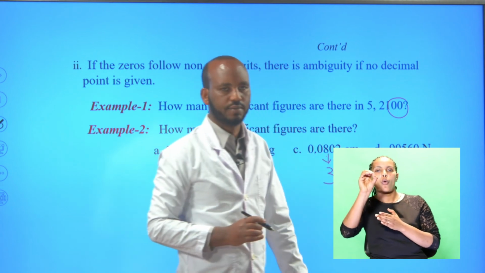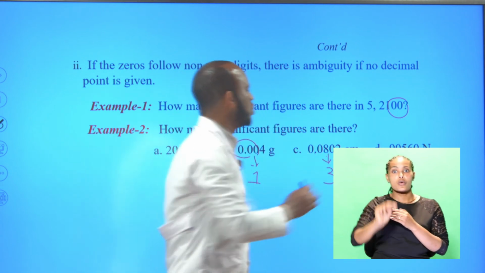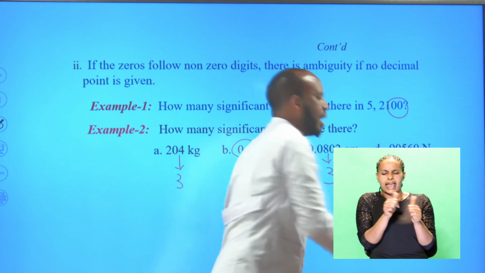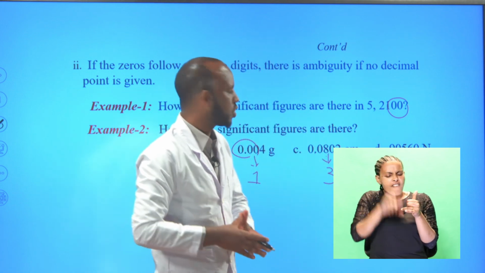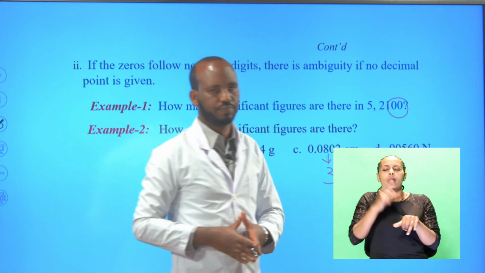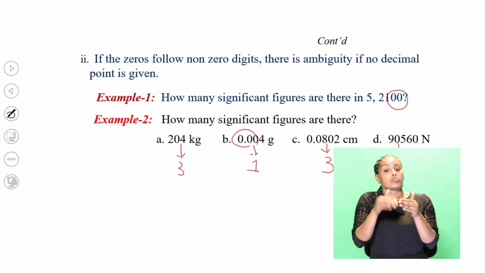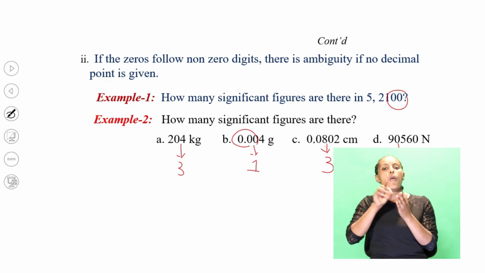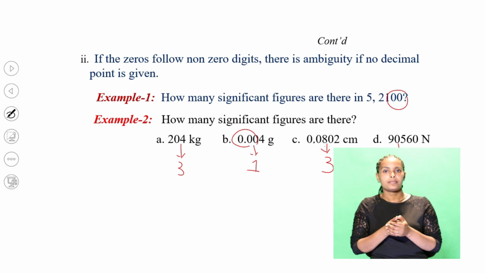90560 Newton. This is ambiguous. As we said, final zeros are always ambiguous if there is no decimal point.